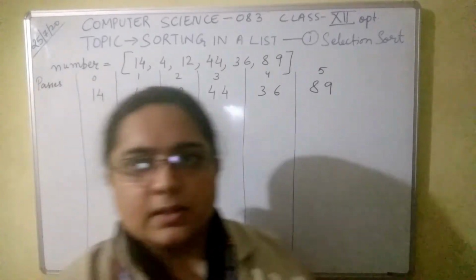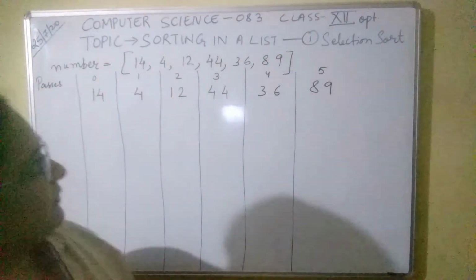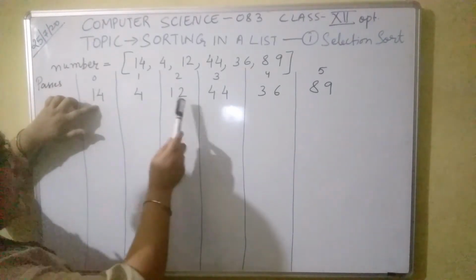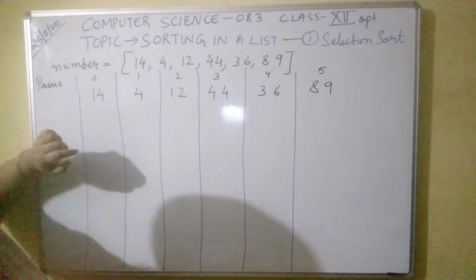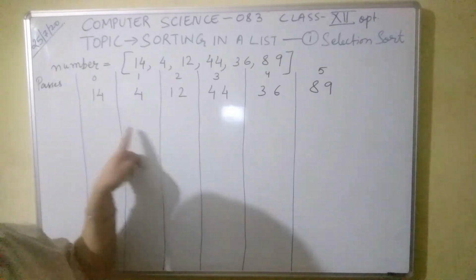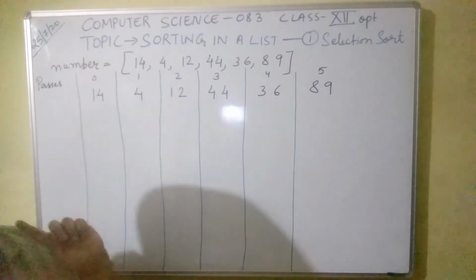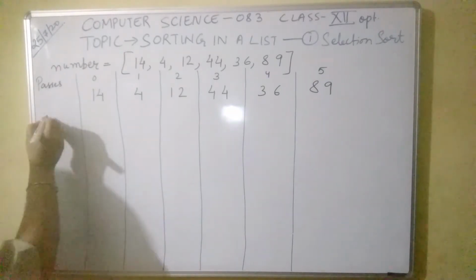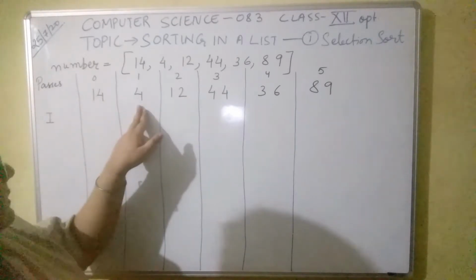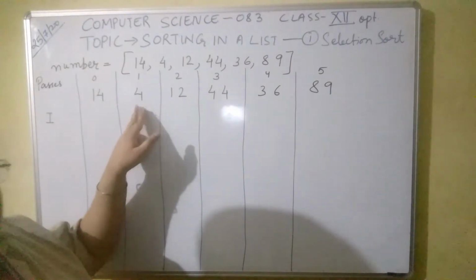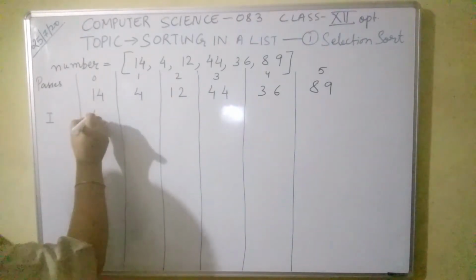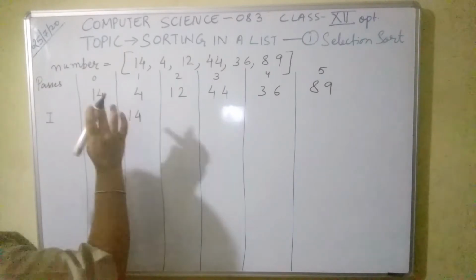Passes. In selection sort, every first element will be taken and compared with all the other elements. The position of the smallest element is always fixed, usually in the beginning of the list. So we are going to start with the first pass here. We will check, is 14 greater than 4? Answer is yes. So they both will be swapped with each other.